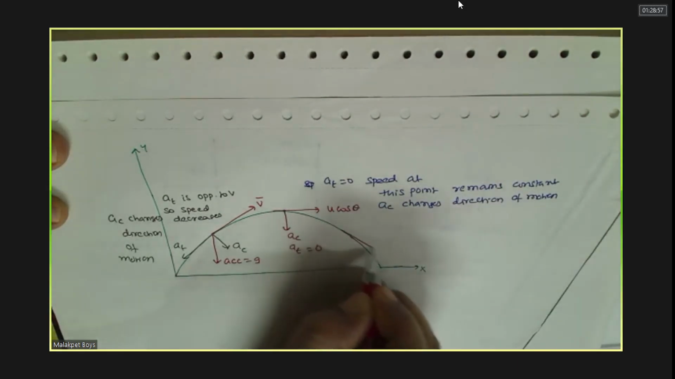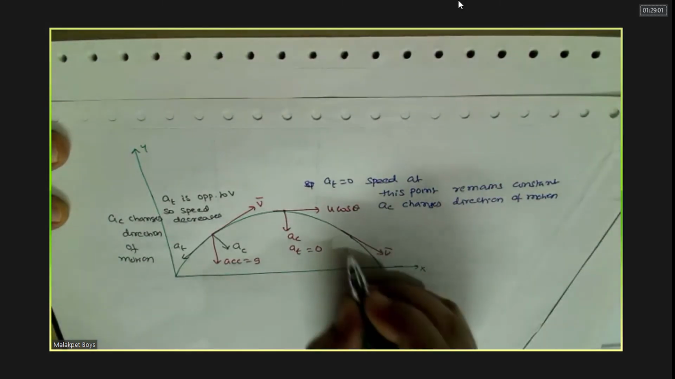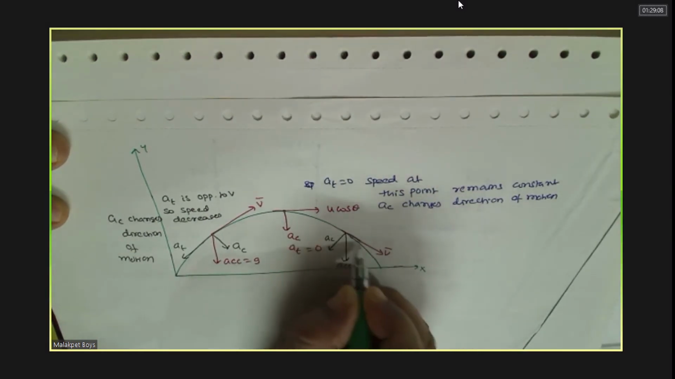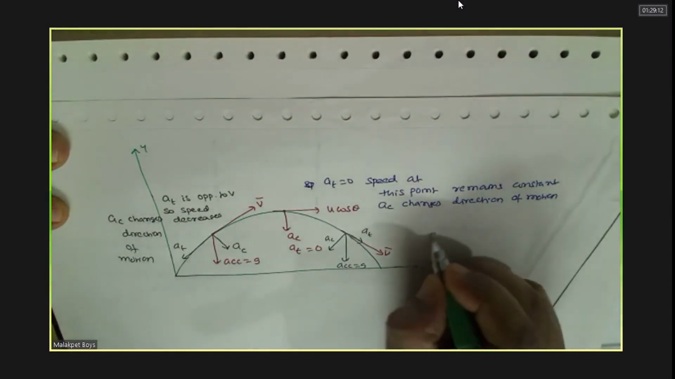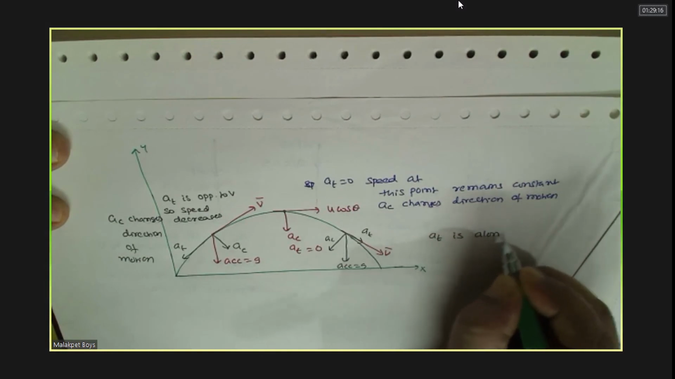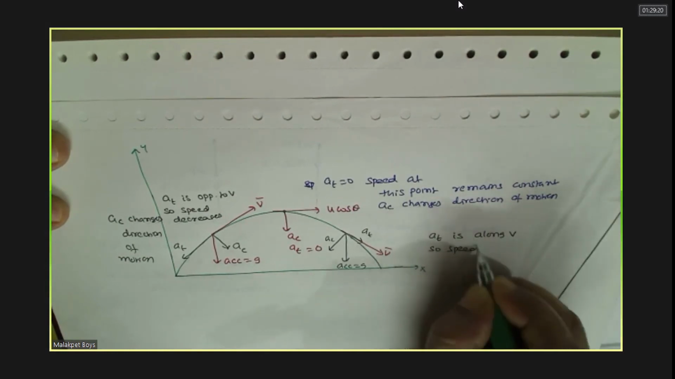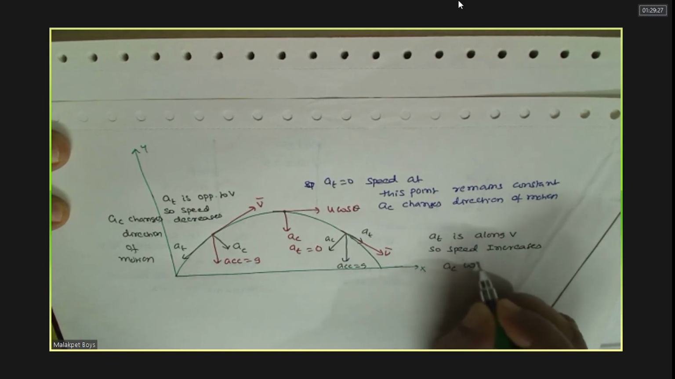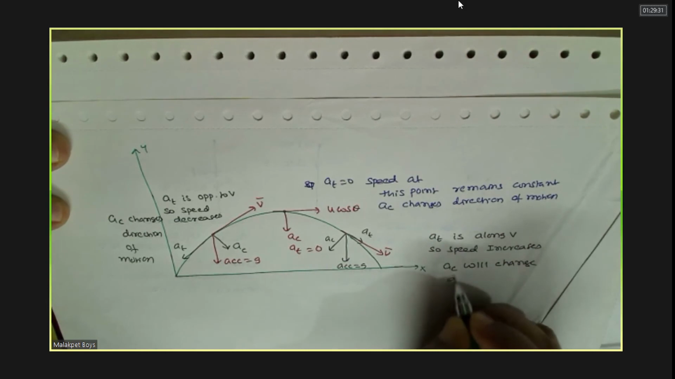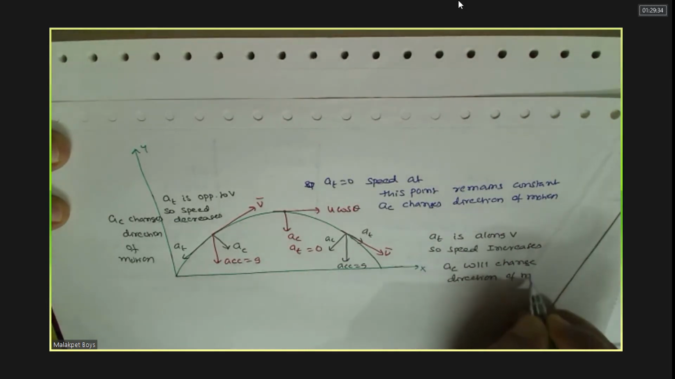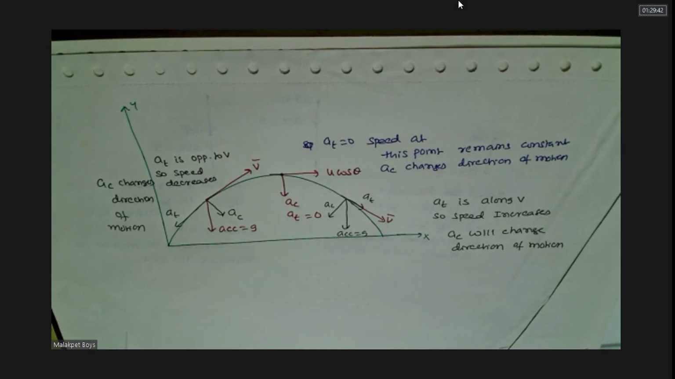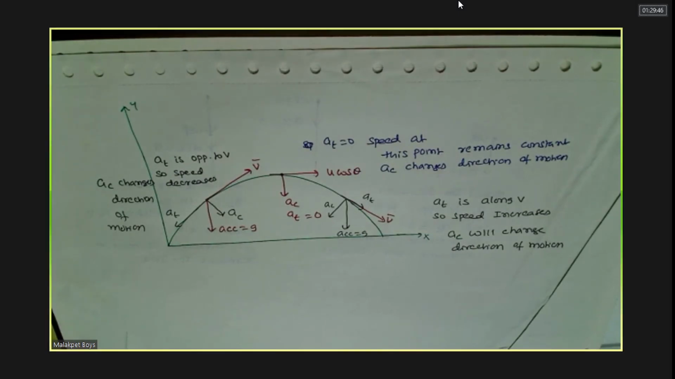And while coming down, the velocity vector is always, as we proved just now, tangential. This is the acceleration vector. So it has two components, one is AC, the other is AT. Here, AT is along V. So speed increases. AC will change direction. Understood this? Is it clear now completely? What is AC, what is AT, all the effects of AC and effects of AT.